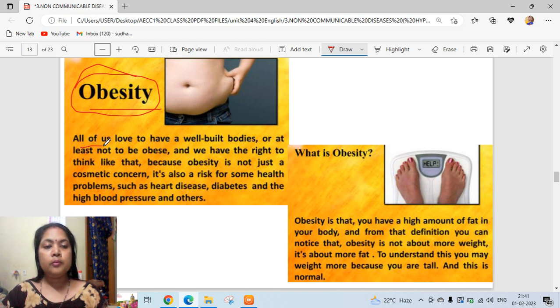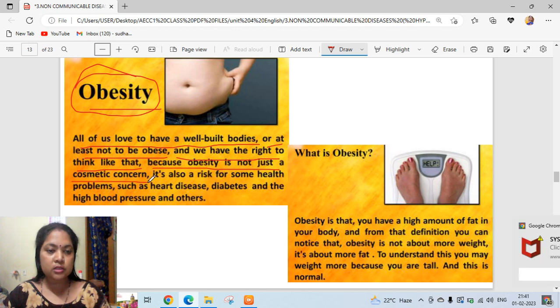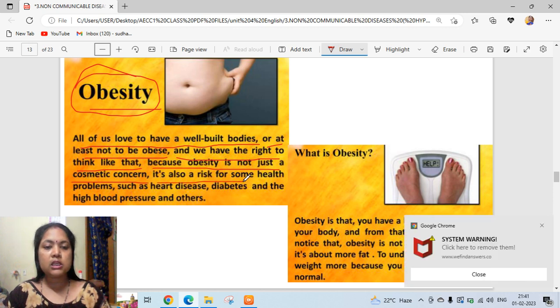So all of us love to have well-built bodies, isn't it? Or at least not to be obese, and we have the right to think like that, because obesity is not just a cosmetic concern, it's also a risk for some health problems such as heart disease, then diabetes and high blood pressure and others.